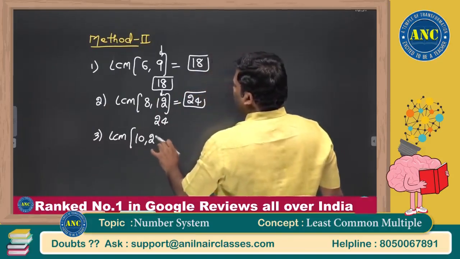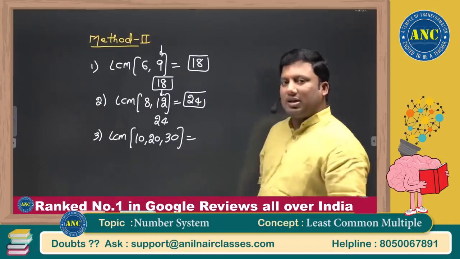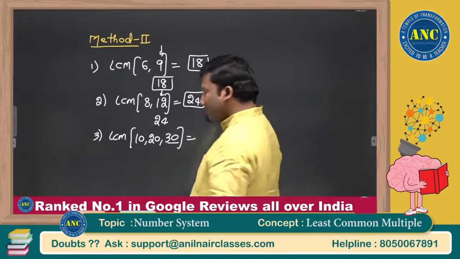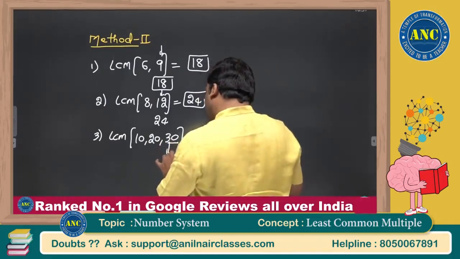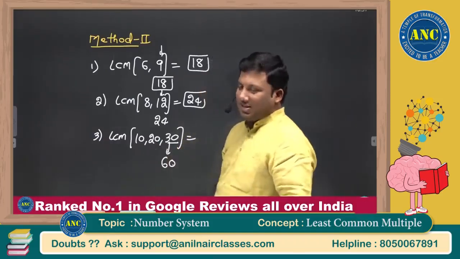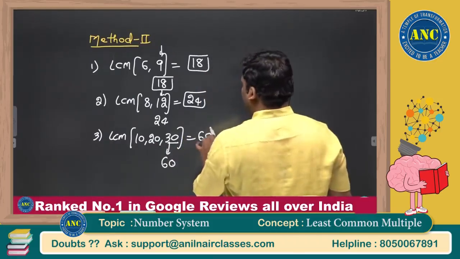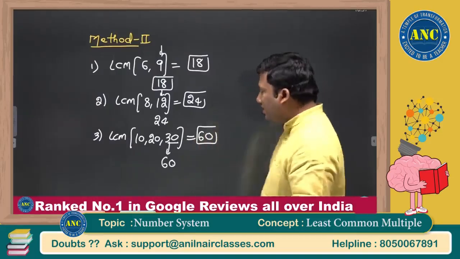10, 20, 30. Largest number 30. 10 threes are 30. 20 ones are 20, 20 twos are 40. Next multiple 60. Is 60 getting divided by 10? Yes. Is 60 getting divided by 20? Yes. Answer is 60. I hope the idea is clear.